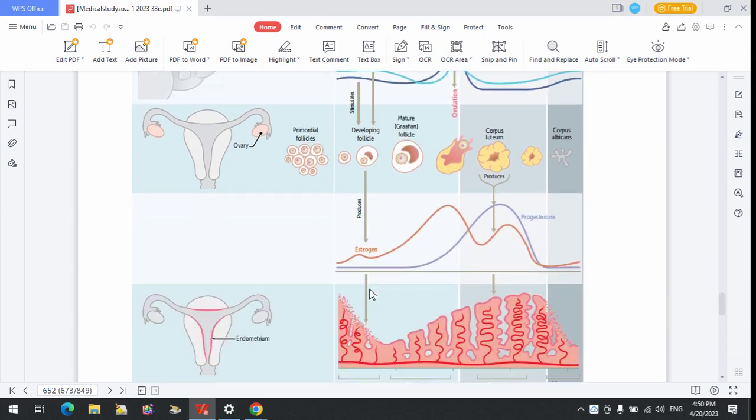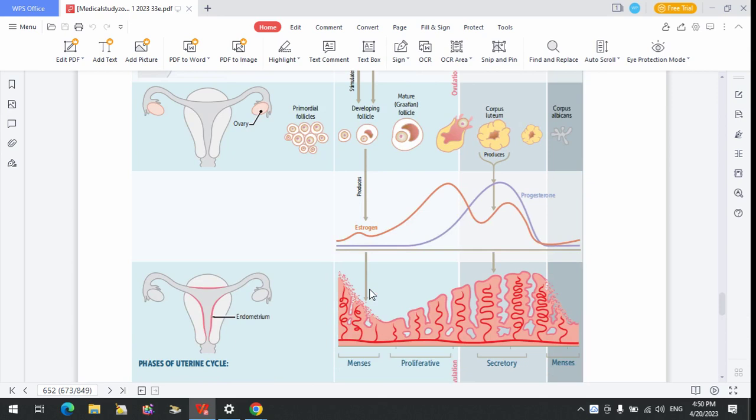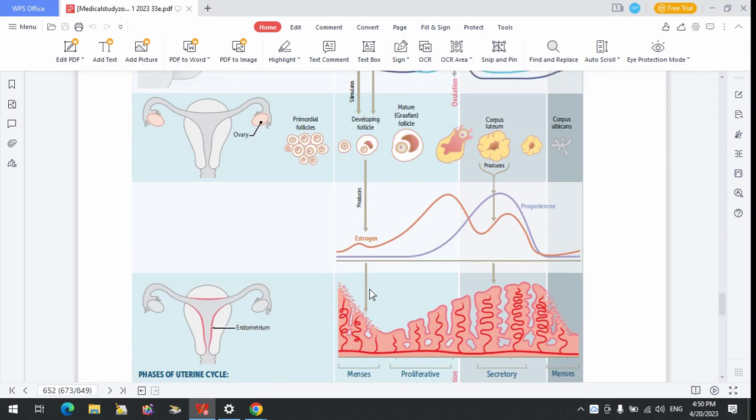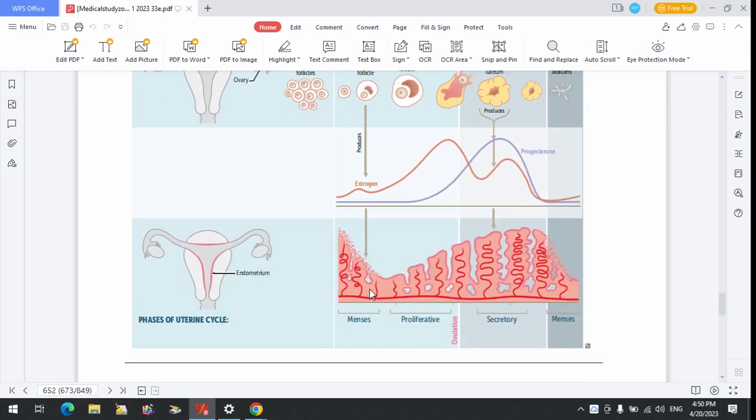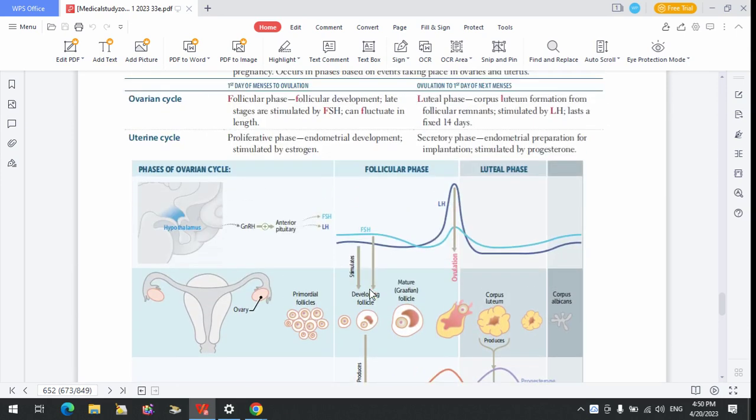At the luteal phase, the corresponding phase in the uterus is what? The secretory phase. Please note, the luteal phase is happening with the secretory phase, but the secretory phase is that of the uterus. The luteal phase is that of the ovary.